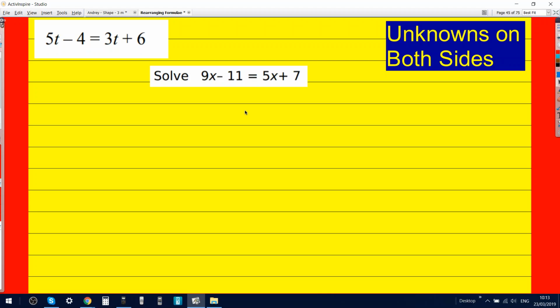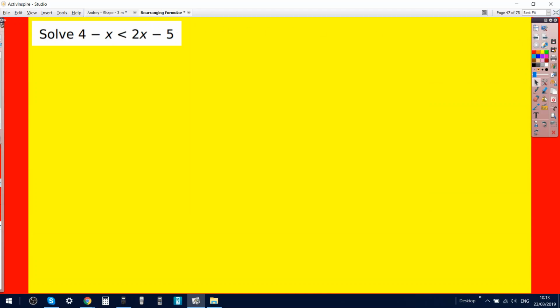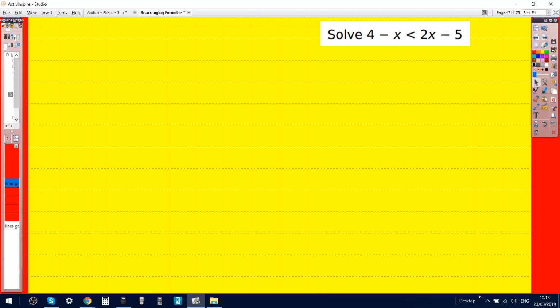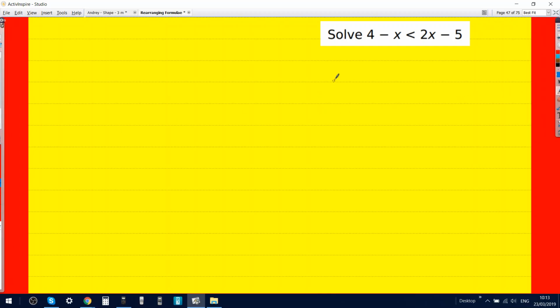Unknowns on both sides. Why am I emphasizing this? Okay. That's fine. Yeah, this is why. Okay, how do we do this? So would it be 4 equals minus x? How do you get rid of this? You add it on. You add x.